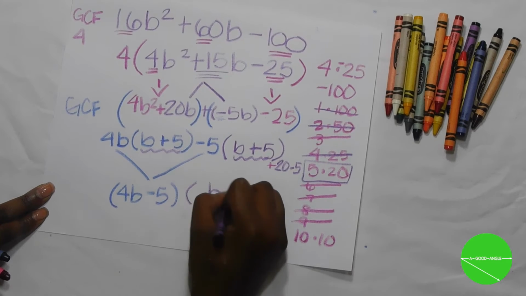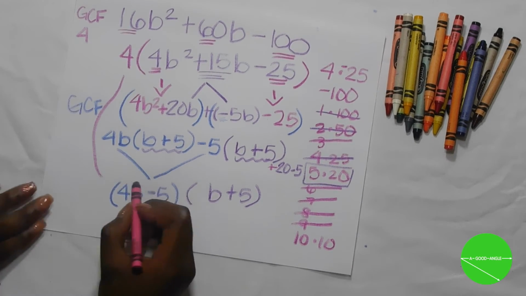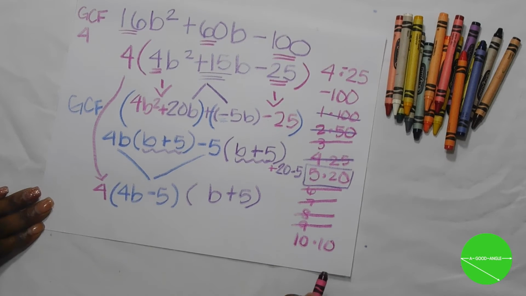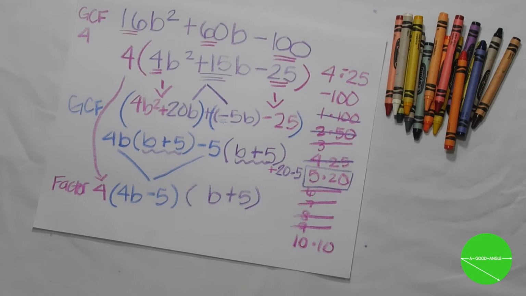Okay, so bring down the outsides, 4b minus 5, and then slide together the matching insides. Bring down your GCF. Don't forget it. That is part of your proper answer. If you don't, you're going to get it wrong.